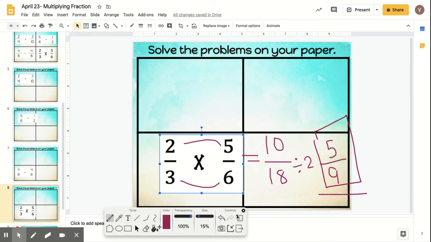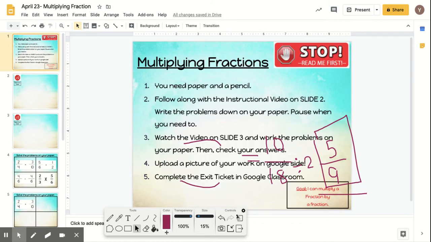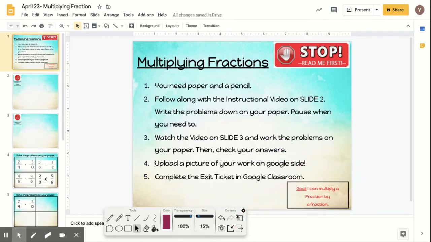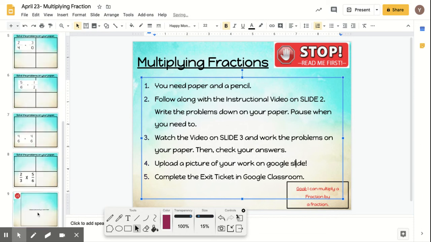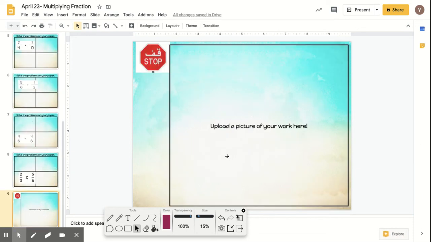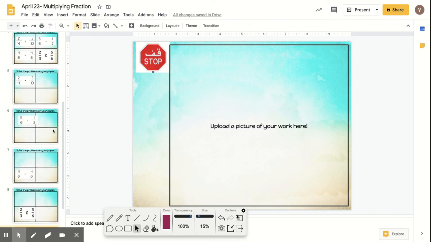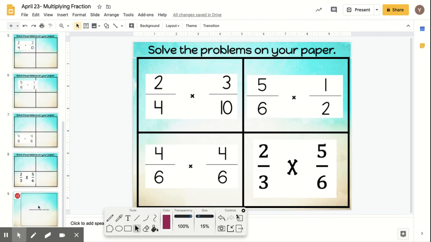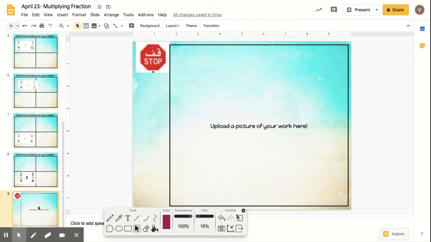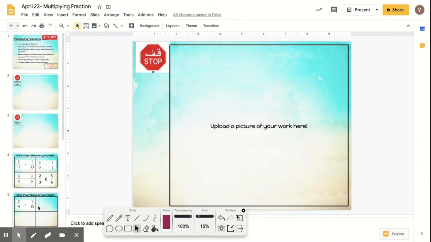Okay. What you are going to do now that you have checked your work, if we look at step number 4, it says upload your work on the Google slide. So you are going to go to slide number 9, and you are going to upload a picture of your work of the 4 problems that you just did. And then after you upload a picture of your work, you're going to turn in your work on Google Classroom. Make sure you hit turn in.